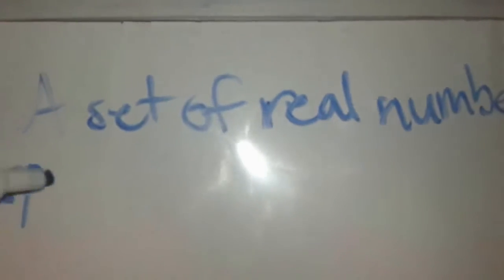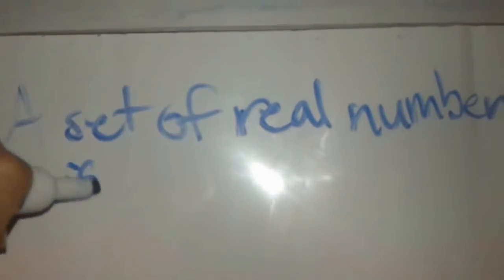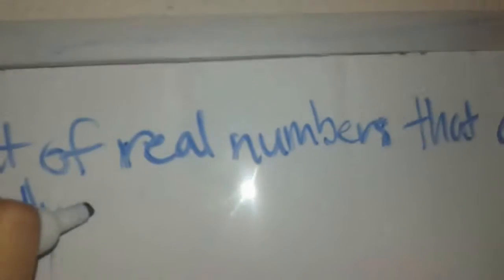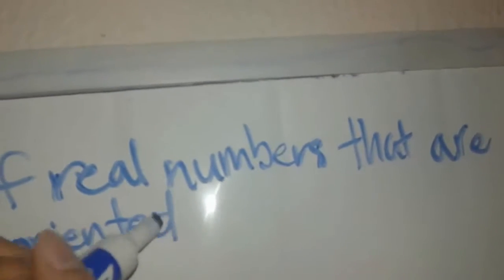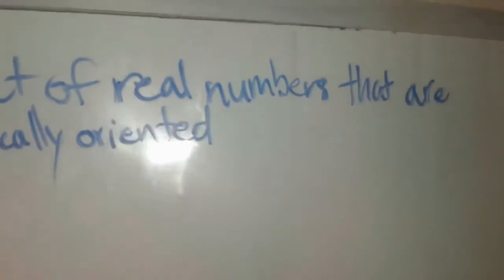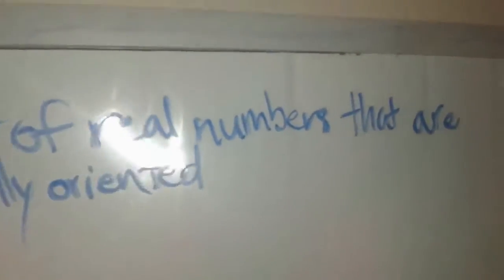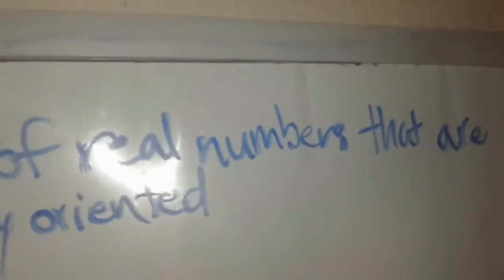Grids are a set of real numbers that are specifically oriented. What this means is that they are put in a specific order. Well, okay, I guess I'm just repeating myself at the moment.